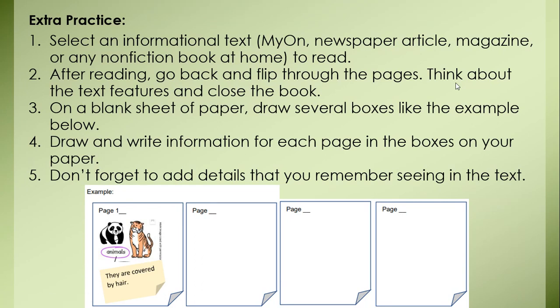On a blank sheet of paper, draw several boxes like the example below. Draw and write information for each page in the boxes on your paper. Don't forget to add details that you remember seeing in the text. So if I read a book about animals at the zoo, I remember a page with pandas and bears. I would draw and label the picture. Just like this example, I can go back and add details to the first box after completing the rest of the boxes about the information that I read.